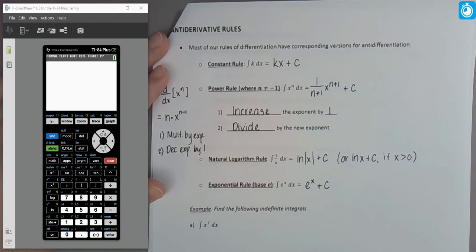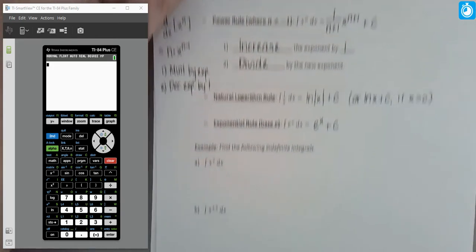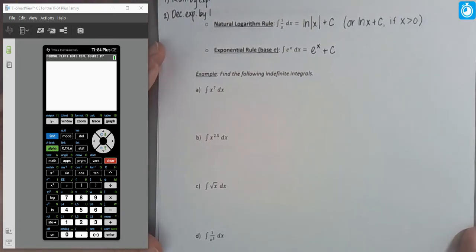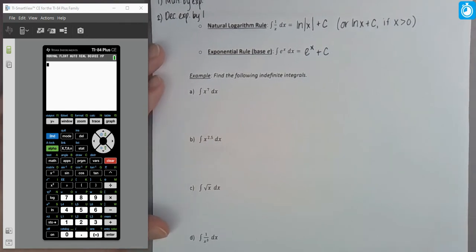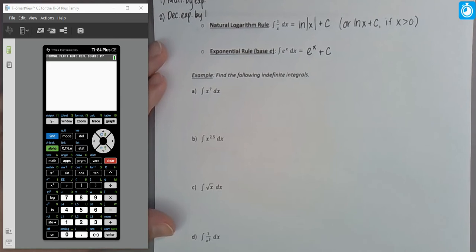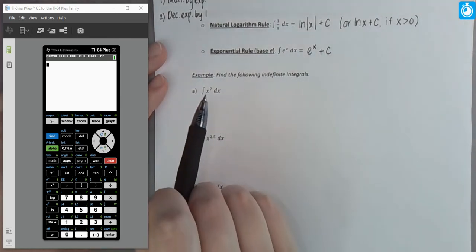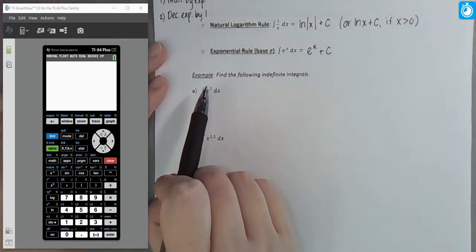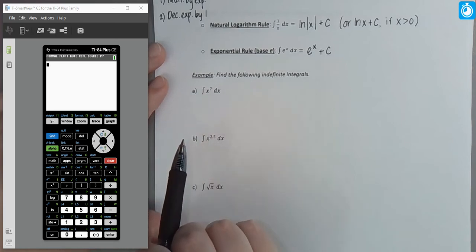So let's do a few examples just practicing using these rules, the constant rule, the power rule, and then the logarithm and exponential rule. Okay, so we want to find the following indefinite integrals, and don't forget that plus c. Just get in the habit now of putting that plus c, and that'll take care of itself. So we want to anti-differentiate the function x to the 7th dx.